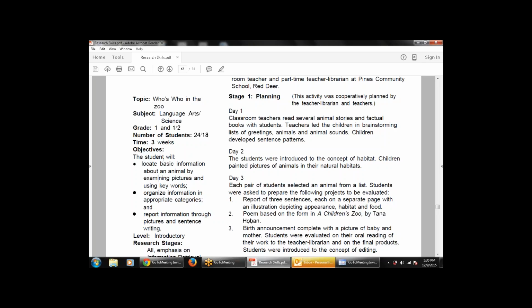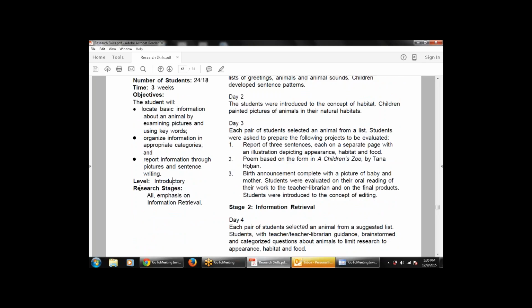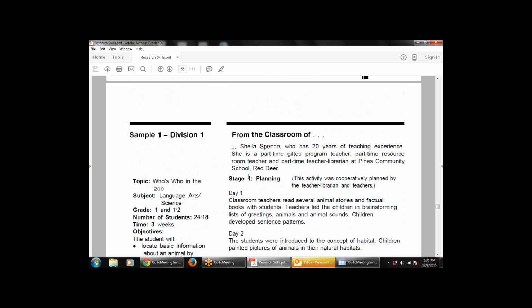Now what is the level? That is the introductory level. What are the research stages? It is available at all the stages. Emphasis on the information retrieval, that is the research stages. So this is the first stage that we have discussed.